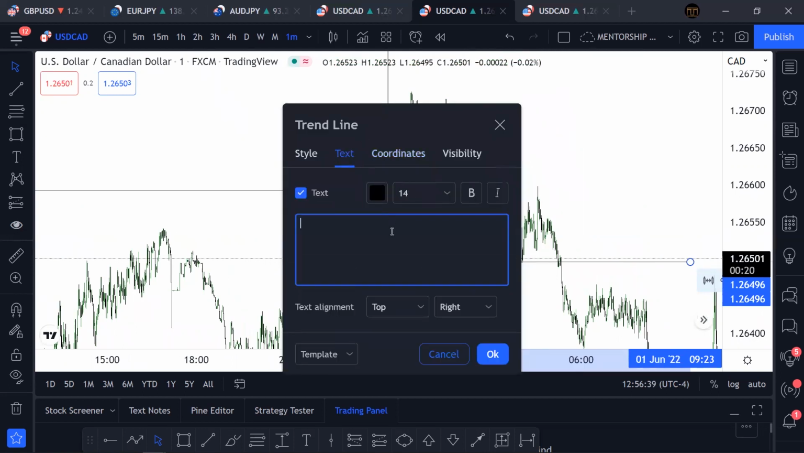The midnight NY 12 a.m. open price. NY 12 a.m. open price. That is the price level.